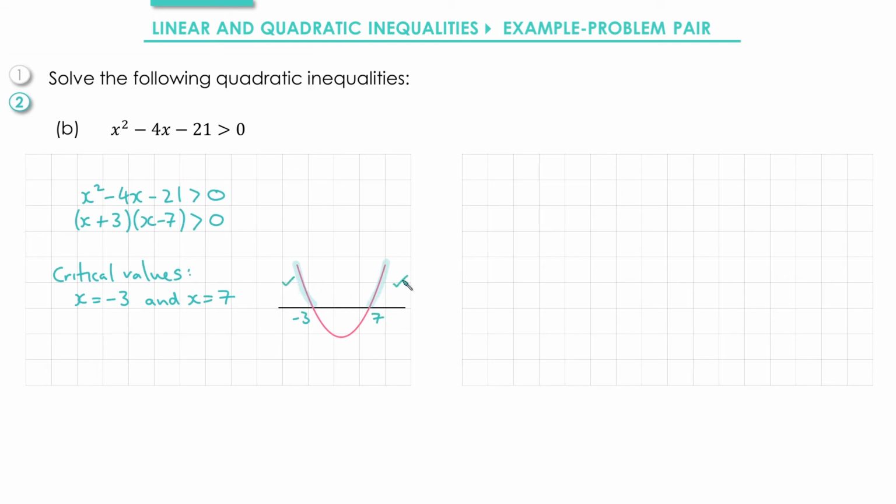And so we have two separate regions this time, so we have to write two separate inequalities. We have a region to the left of negative 3 and that region is x is less than -3. We have a region to the right of 7, which is x is greater than 7. And as we can be in either of these regions, we use the word or to link them together.